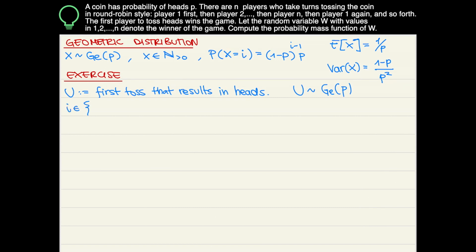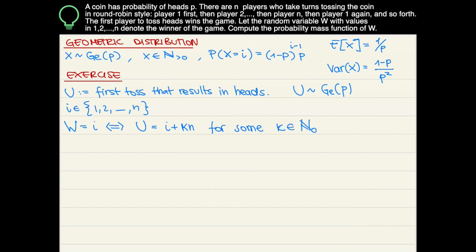Now, let I be the winner of the game. So I will be an integer between 1 and n. The winner is I if and only if u is equal to I plus k times n for some non-negative integer k. To convince yourself, think about player I.